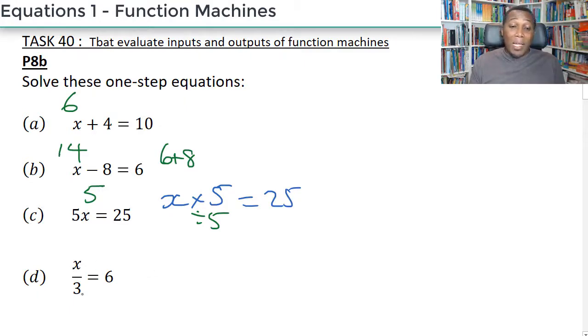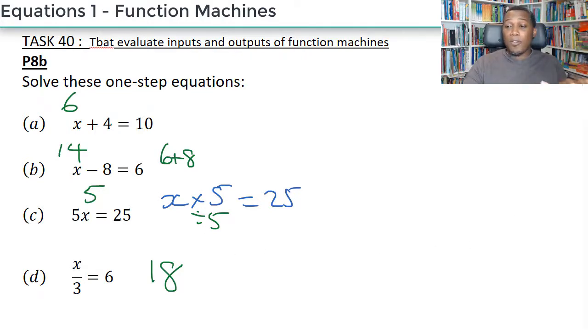X is being divided by 3 to get 6. The opposite of divided by 3 is multiplying by 3. The answer for D is 18. You should have 18 as your answer. Using your function machine, you should have realized that you needed to do 6 times 3.